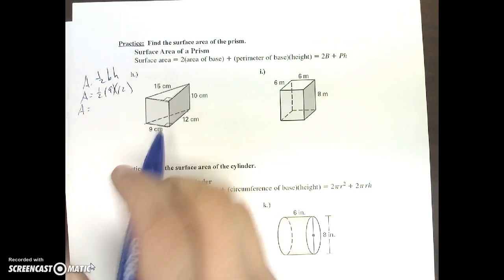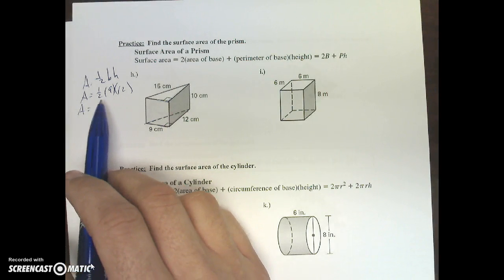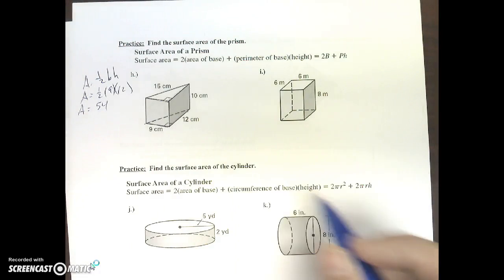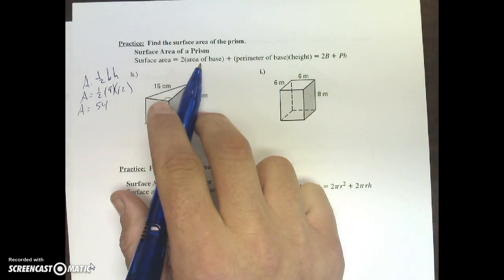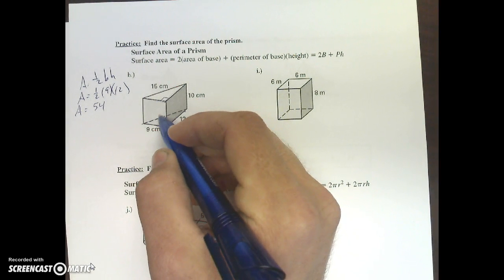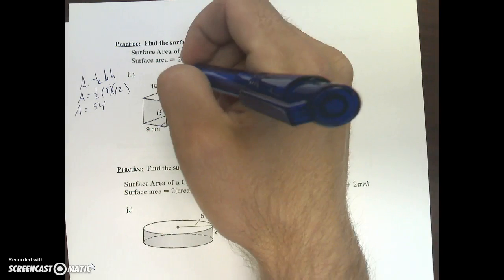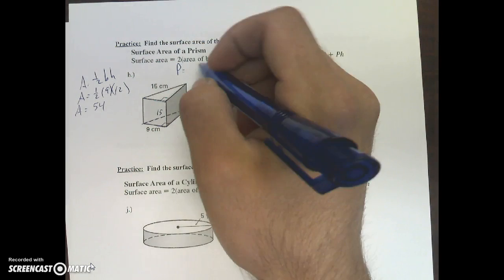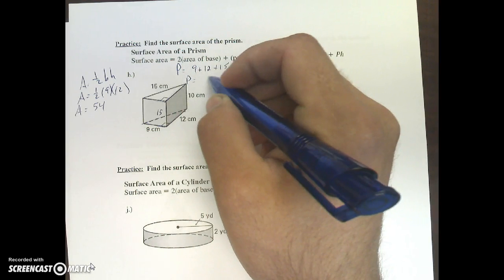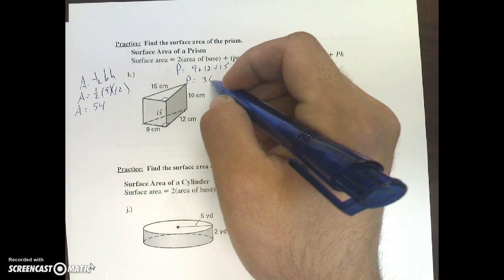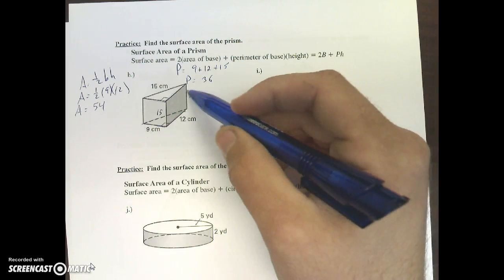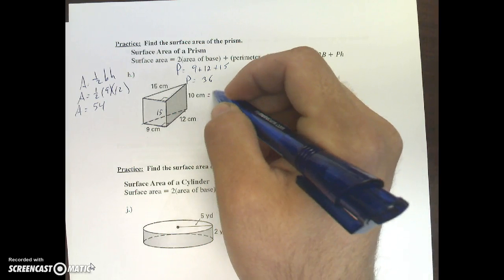A little bit of mental math. I don't want to take half of 9 because that's ugly, but half of 12 is 6. 6 times 9 is 54. Cool, got the area of my base. Now, I want to find the perimeter of the base. If this is 15, what's this side also got to be? Well, 15. So the perimeter of my base is 9 plus 12 plus 15, or 21, 36. And lastly, my height. The height is the distance between your bases. So my height is 10.